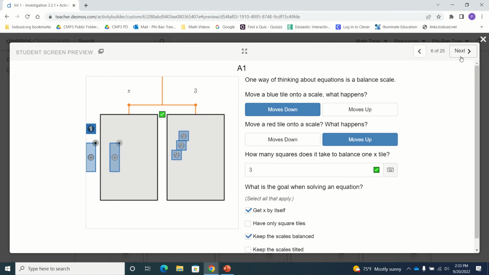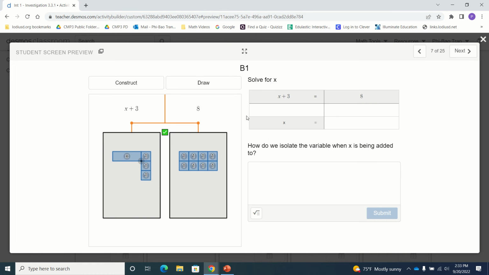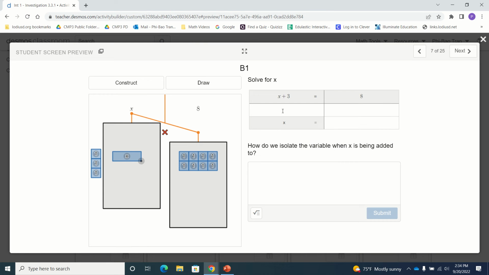Okay. So moving on to B part 1. Right now, we have the following equation, x plus 3 equals 8. And right now, x is not by itself. It's surrounded by these extra tiles. So what I need to do is get rid of these 3 by dragging them off the mat. And notice that when I subtract 3 on the left side, it's no longer balanced. This right side weighs more.